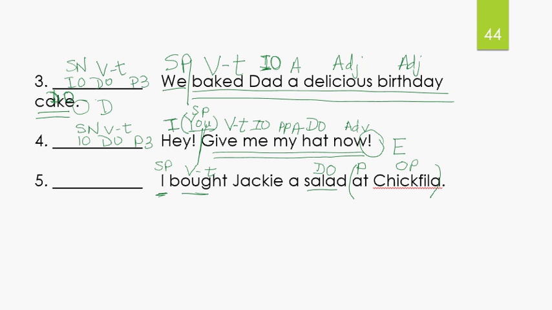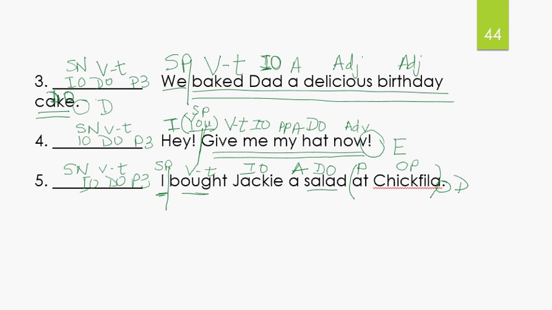Okay? I bought whom a salad? Who did I buy the salad for? Bought a salad for whom? Jackie. Indirect object. Article adjective A. Let's go over here and write in our sentence pattern. Subject, noun, verb transitive, indirect object, direct object, pattern 3. Check. Go to the end of the sentence. Period, statement, declarative.